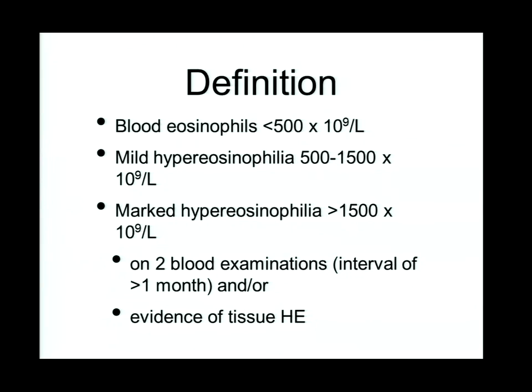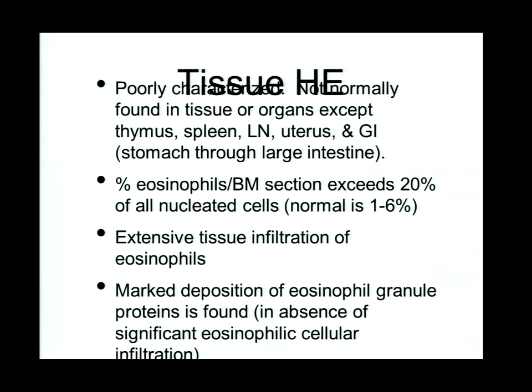And to define it, you have to have two blood hypereosinophilia measurements at an interval of greater than 1 month. So it's really hypereosinophilia with persistence that's important. And then there also can be evidence of tissue hypereosinophilia. Oh, sorry, this is a Mac issue. So tissue hypereosinophilia is poorly characterized.